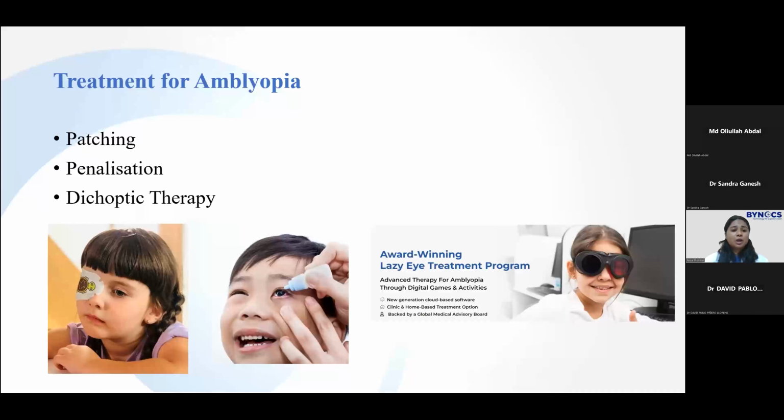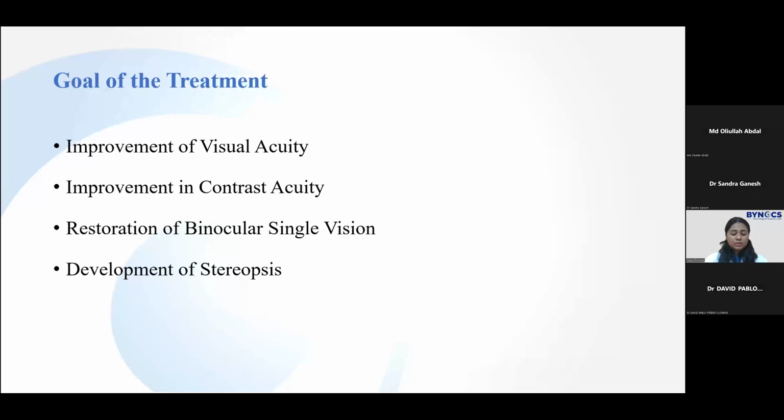The treatment of amblyopia, as Dr. David has already mentioned, is patching, penalization, and dichoptic therapy. With any treatment, our goal should be not only to improve the visual acuity, but also to improve the contrast acuity, restore binocular single vision, and develop stereopsis.